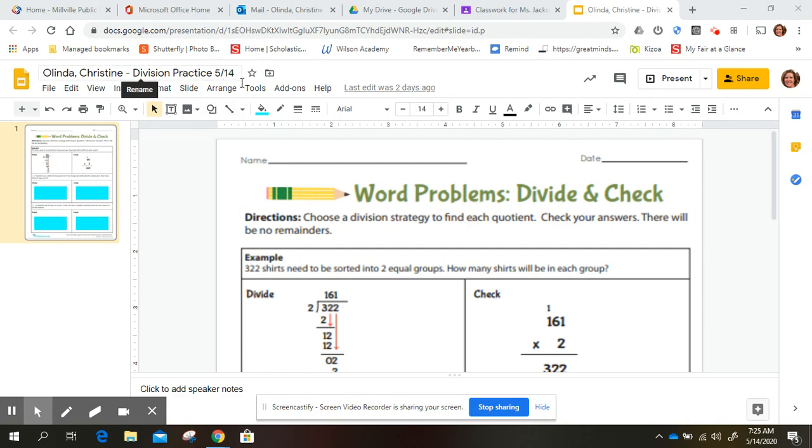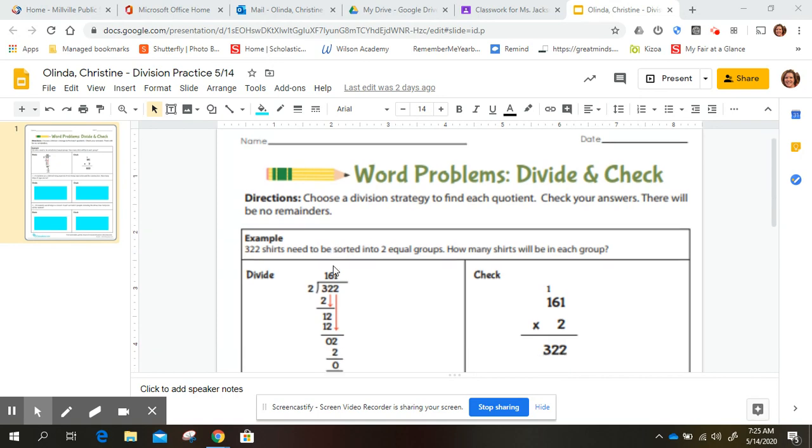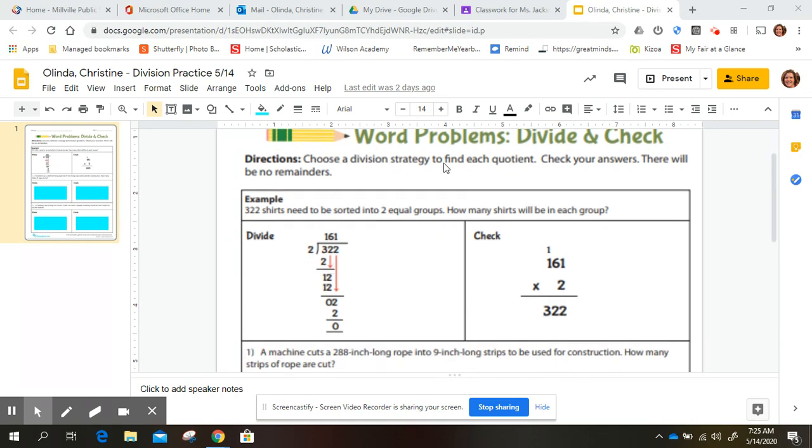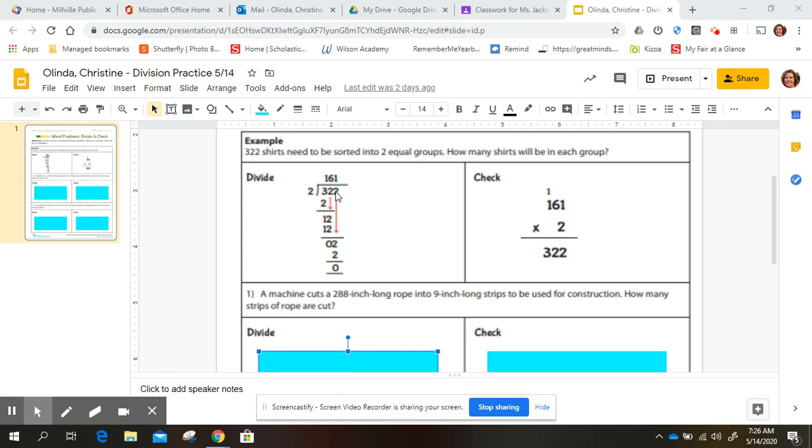So it's a division practice on May 14th. The directions say choose a division strategy to find each quotient. Check your answers. There will be no remainders. They give us an example problem where we need to do division, and then we check by multiplying the answer with the divisor to see if we get the dividend.